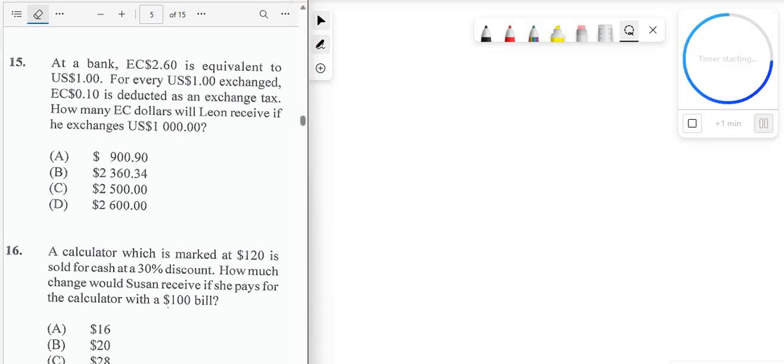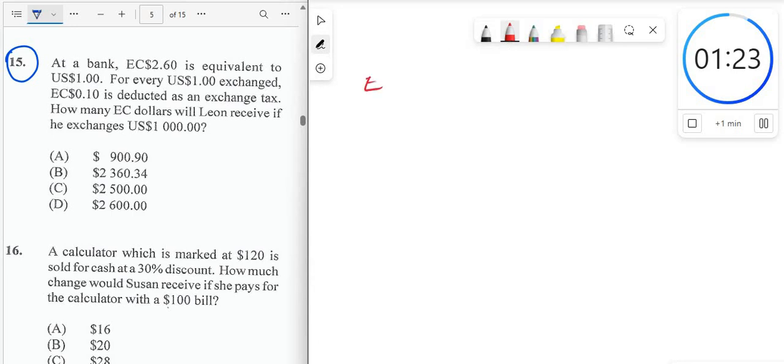All right, so we're looking at question 15. It says at a bank, EC $2.60 is equivalent to US $1. So this is what we call the exchange rate, right? That's going to be the exchange rate. And for every US dollar exchanged, EC 10 cents, we're going to keep that in mind.